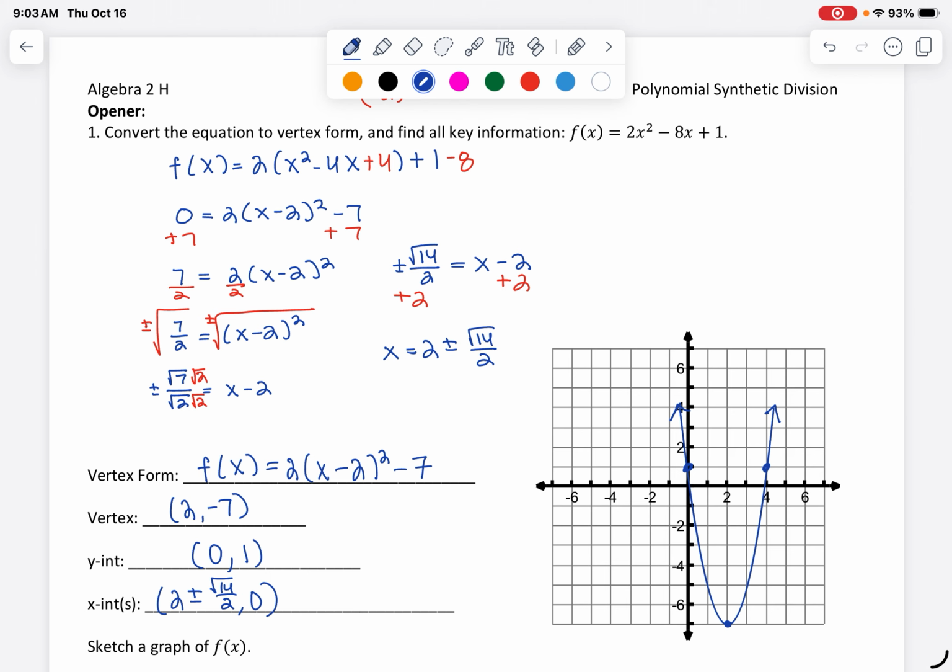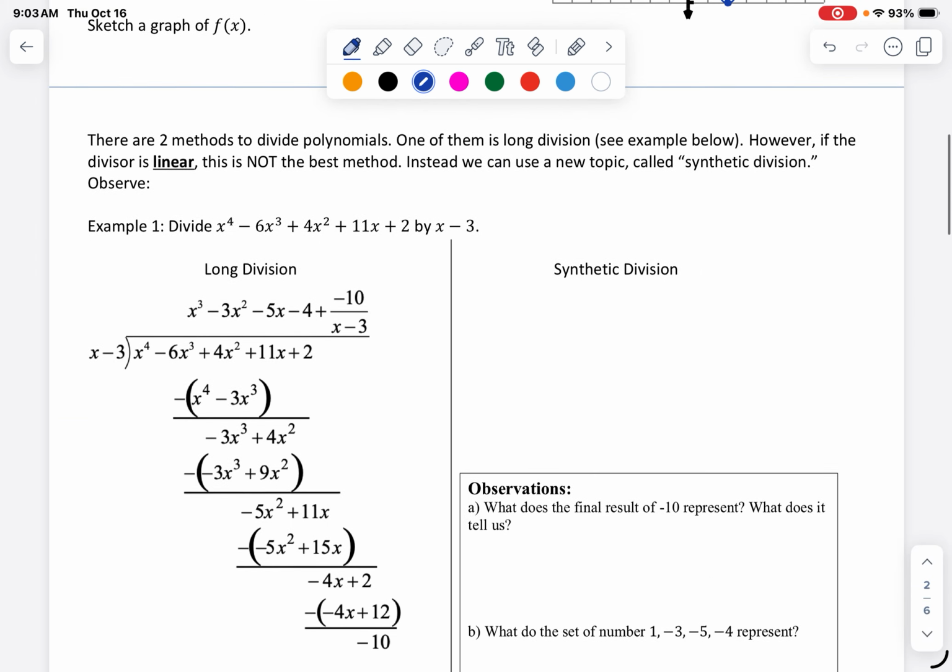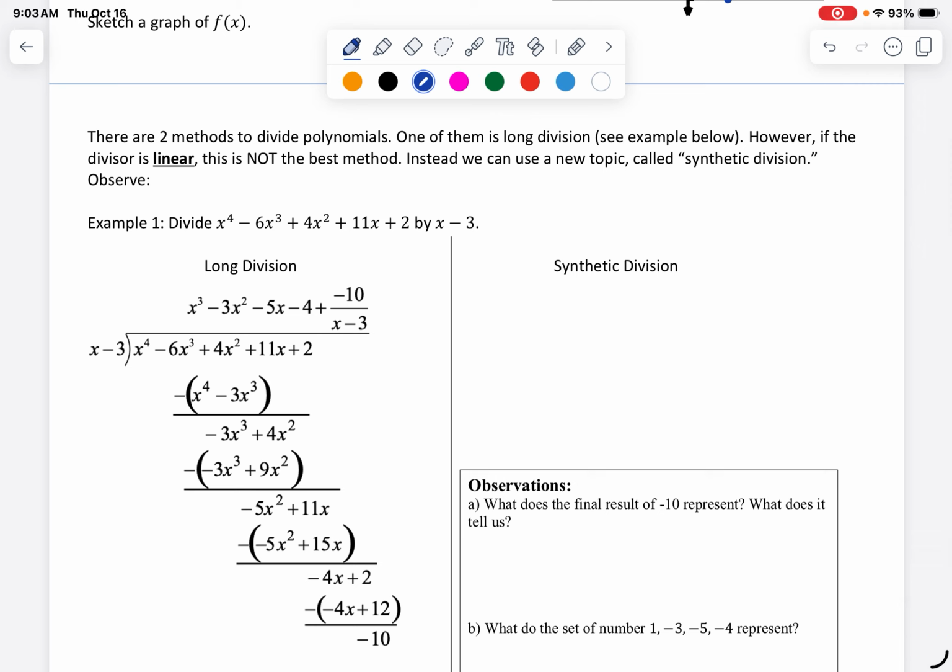All right, so what this video is on, once again, is synthetic division. Usually I teach long division before synthetic division, but the way that this chapter is broken up, you're going to learn synthetic division first, which is not that big of a deal because it's easier. But we must understand what it is, why we would want to use it, and so on and so forth.